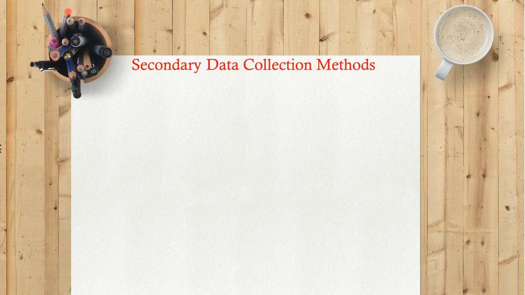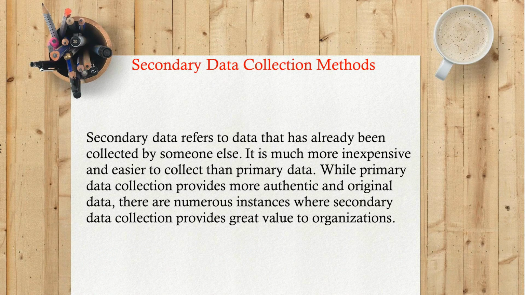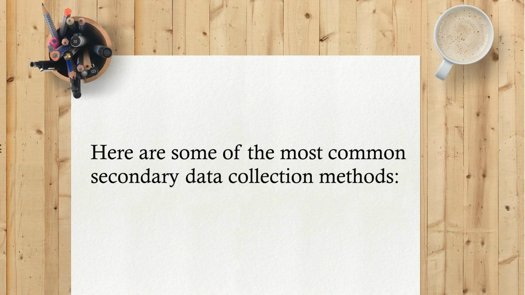Secondary data collection methods. Secondary data refers to data that has already been collected by someone else. It is much more inexpensive and easier to collect than primary data. While primary data collection provides more authentic and original data, there are numerous instances where secondary data collection provides great value to organizations. Here are some of the most common secondary data collection methods.